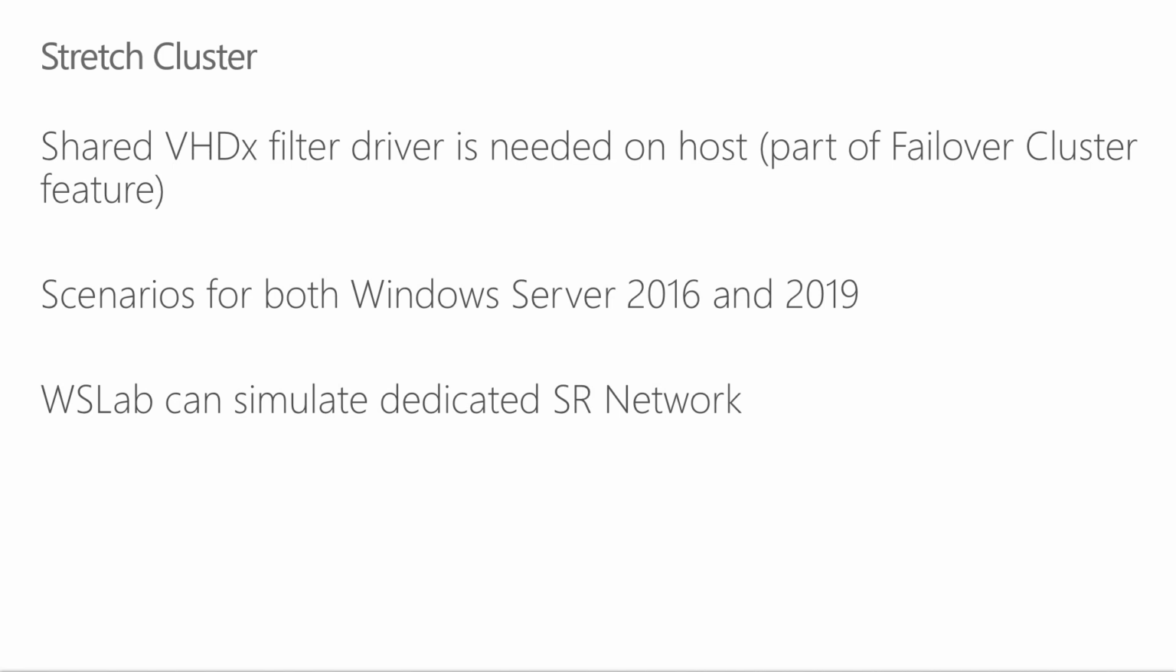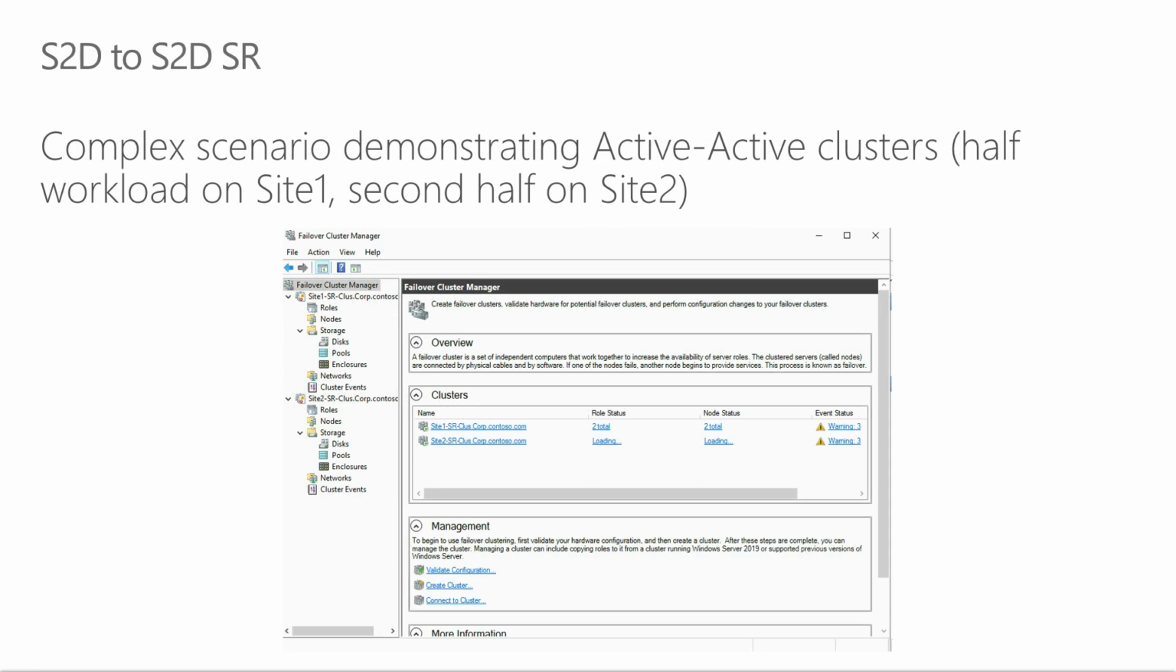With Windows Server 2019, you can simulate a read-only disk that on the destination side can be popped online. WSLab can also simulate a dedicated SR network, so you can get a feel of how it would look in the real world. There's also one really nice scenario, which is S2D to S2D.